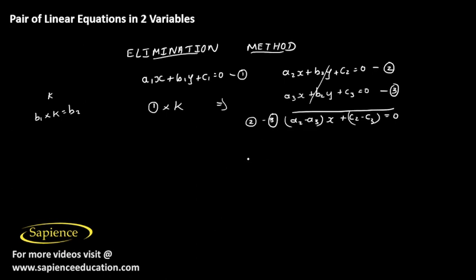So if we consider two equations, let's say 2x plus y equal to 7 and 4x minus 3y plus 1 is equal to 0. Now we are going to solve these two equations using elimination method. First we will rewrite this to look similar to the first equation. So 2x plus y minus 7 equal to 0, so that the format will be same.